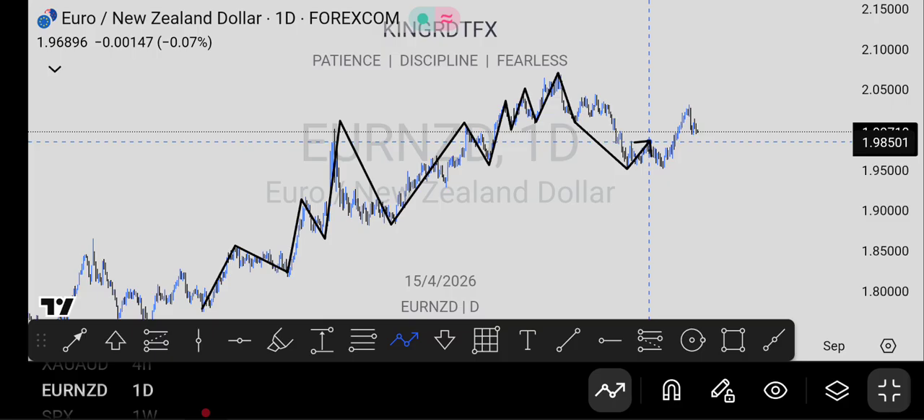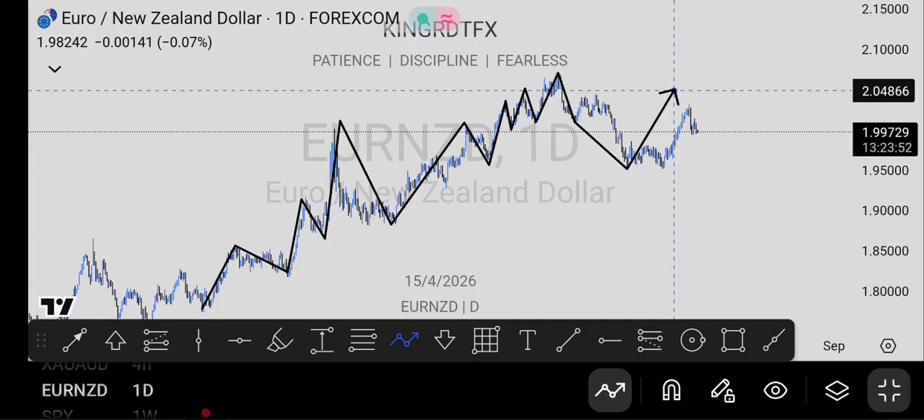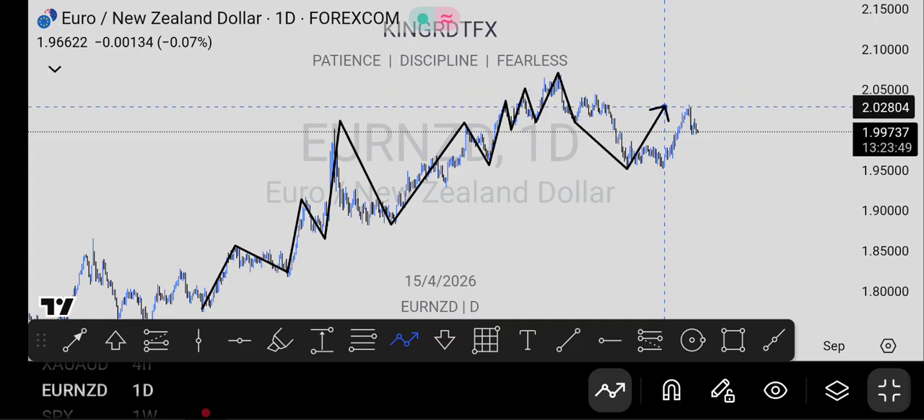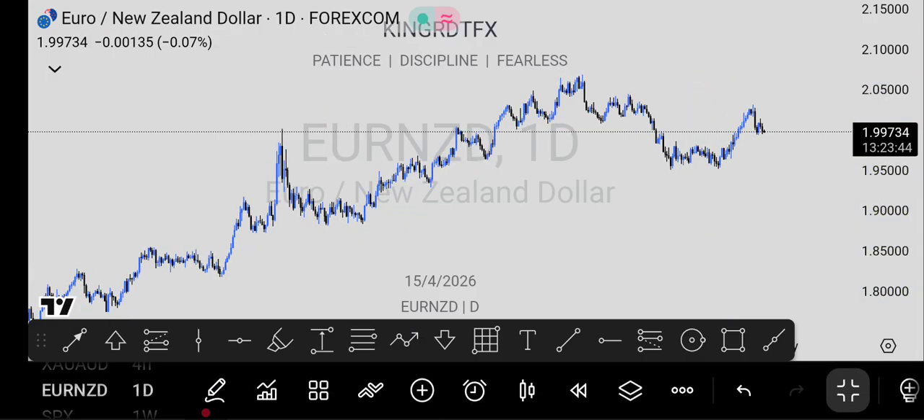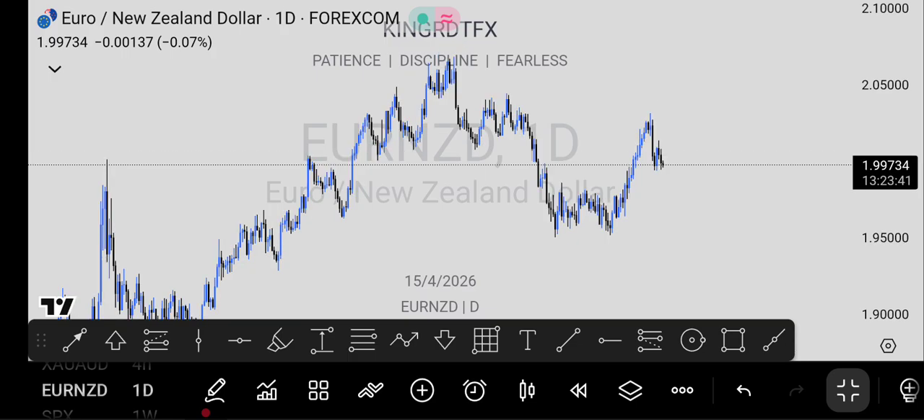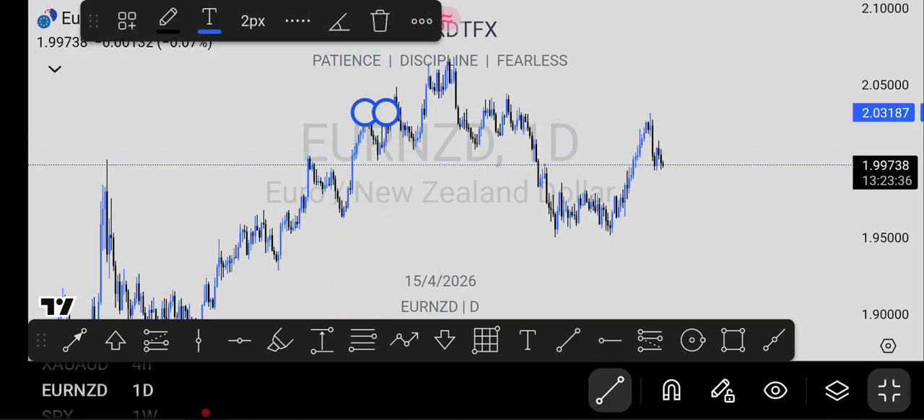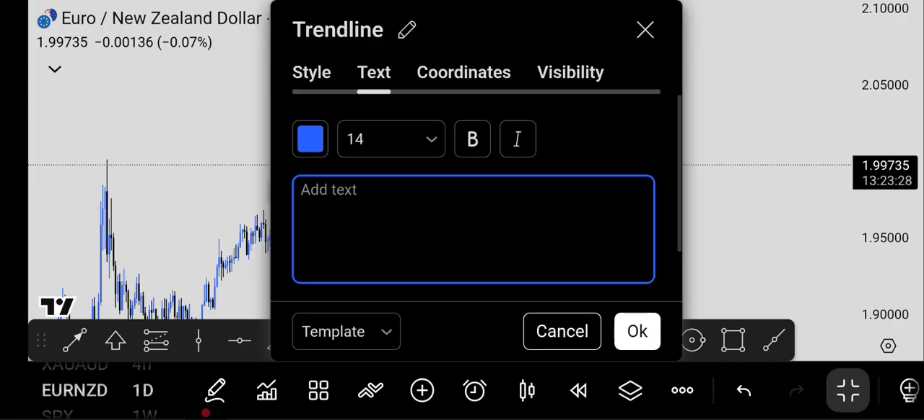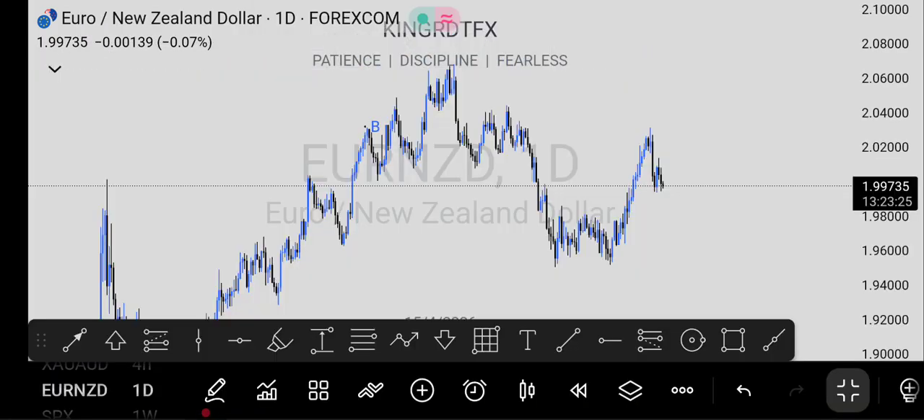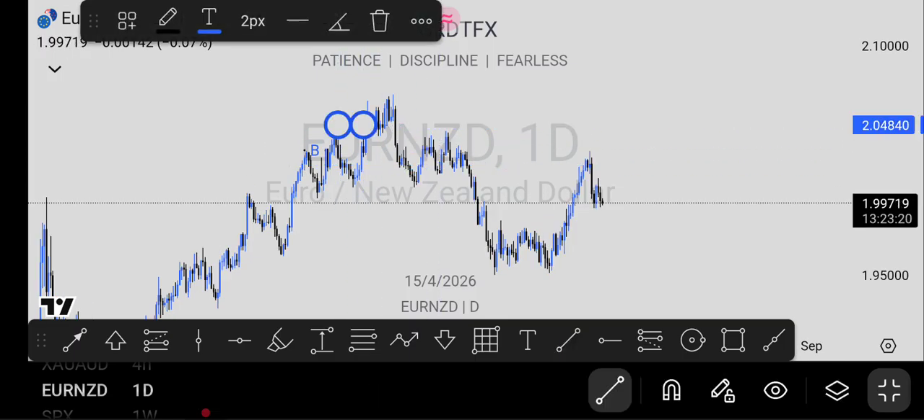So now what do we expect price to do? We expect price to come up until here, somewhere here, and then push back down, right? So let's see. Here are our break of structures. That's our break of structure. And here's another break of structure here.